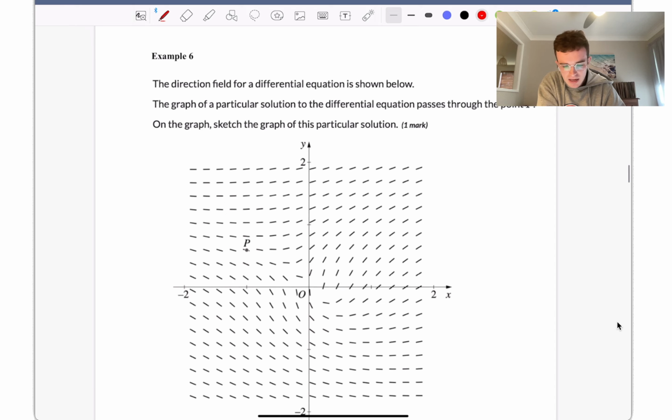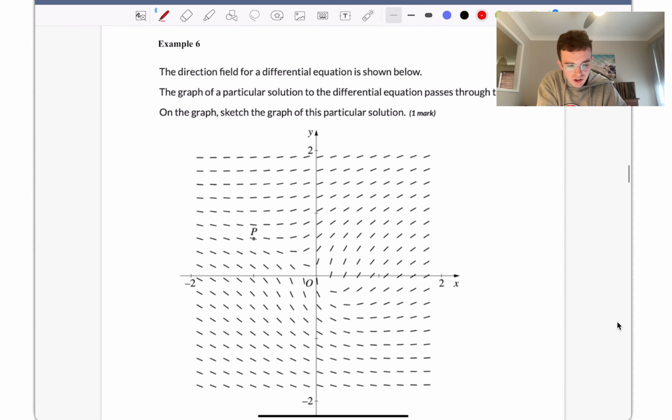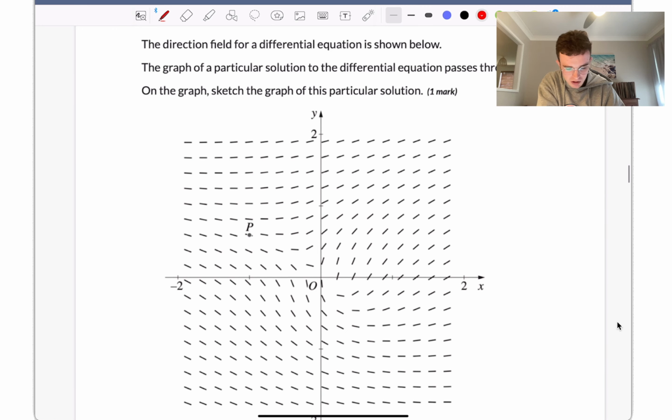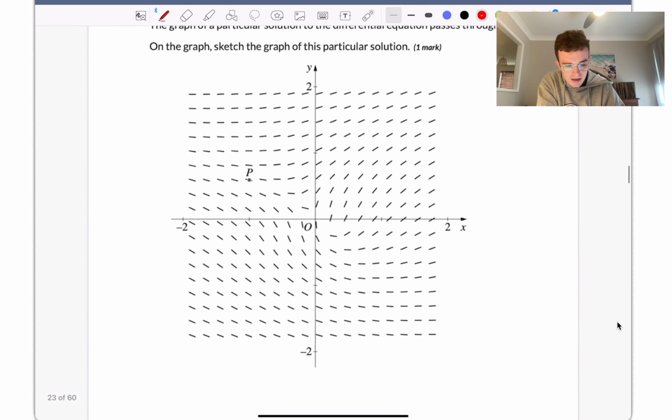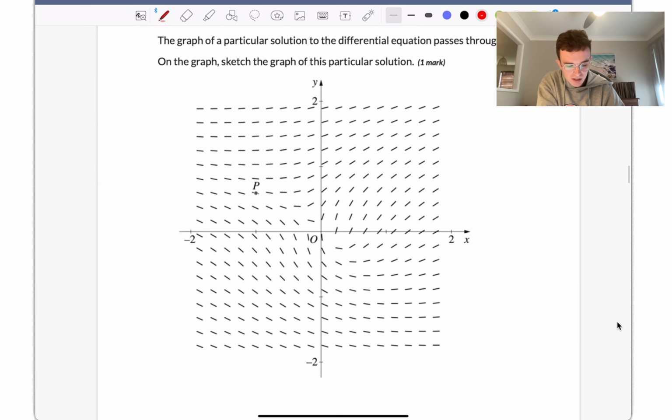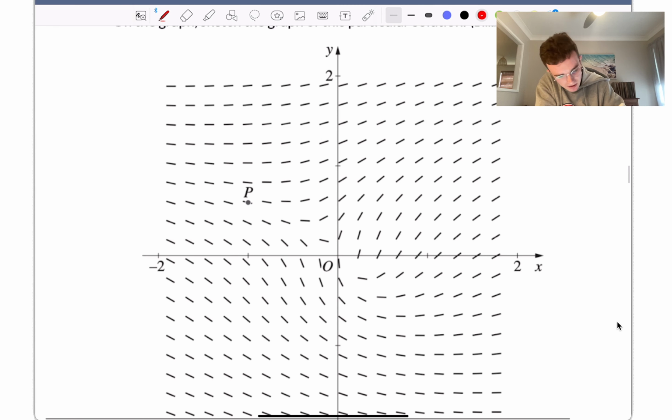Okay. Example number 6, we've got the direction field for a differential equation is shown below. The graph of a particular solution of a differential equation passes through point P. On the graph, sketch the graph of this particular solution. Now this question was done very poorly in the HSC because a lot of people did this. They went, okay, it's connect the dots. No, we're not connecting the dots. The only one we're going through is the initial condition.